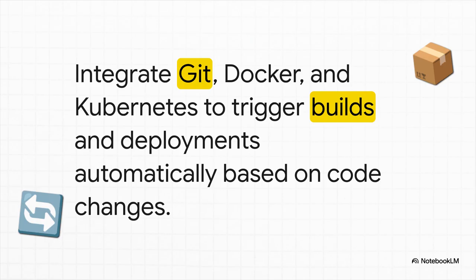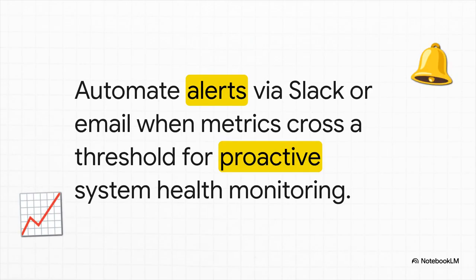You can create a workflow that triggers on a Git push to your main branch, automatically builds a new Docker image, pushes that image up to your container registry, and then deploys it to your Kubernetes cluster, all without a single human touching anything. Another huge one is proactive monitoring.